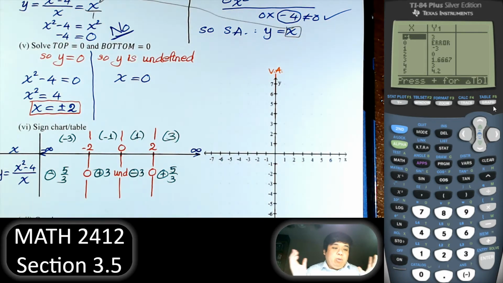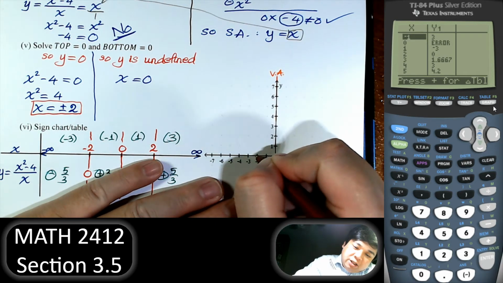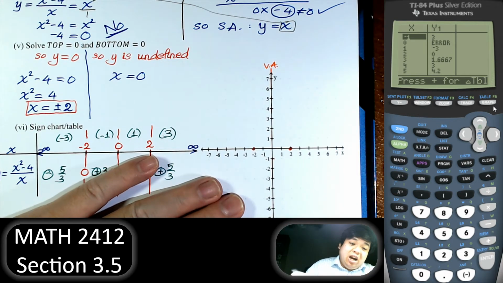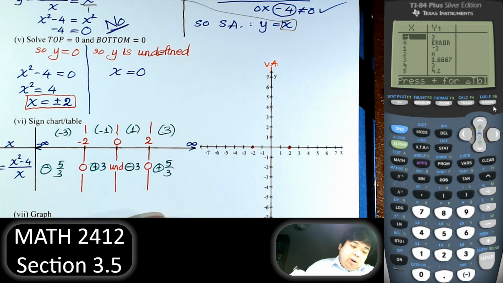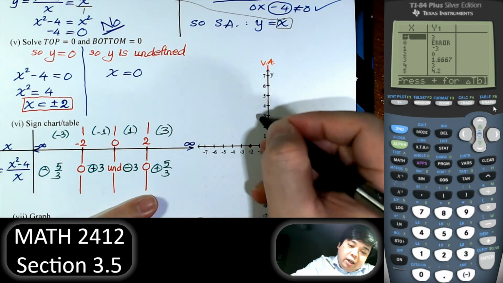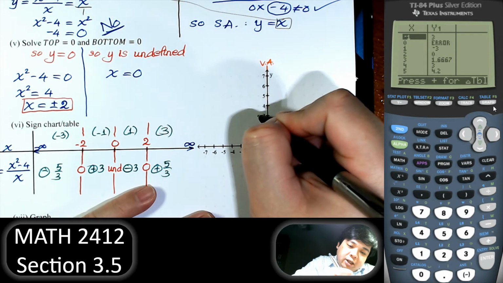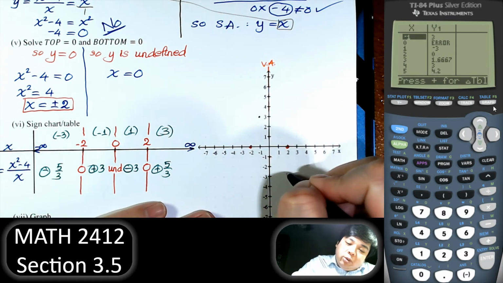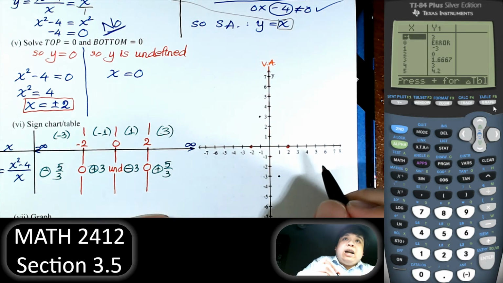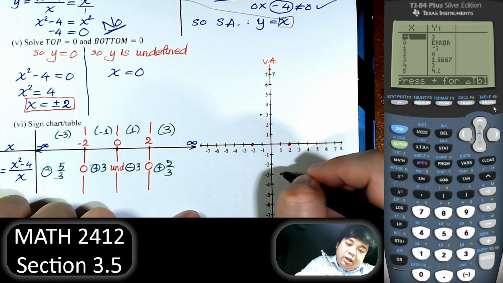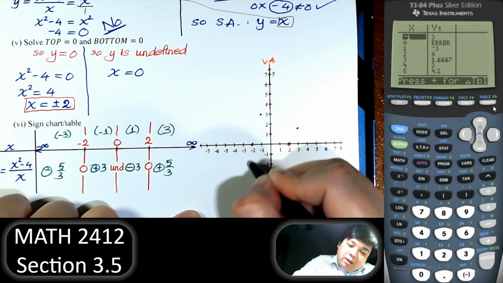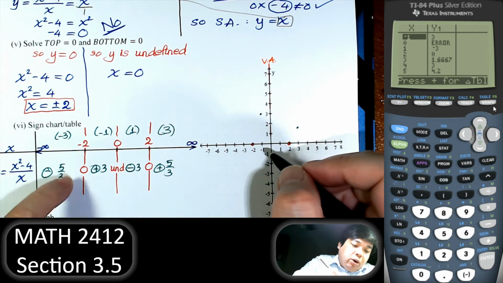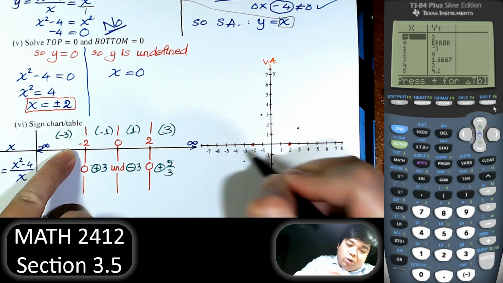Now try to put all the points we have. The x-intercepts are 2 and 0, negative 2 and 0. There will be no y-intercept because that is where the vertical asymptote is. We have the point when x equals negative 1, it is 3. When x equals 1, it is negative 3. x equal to 3 is 5/3, like 1.67. And when x equals negative 3, it is negative 5/3.